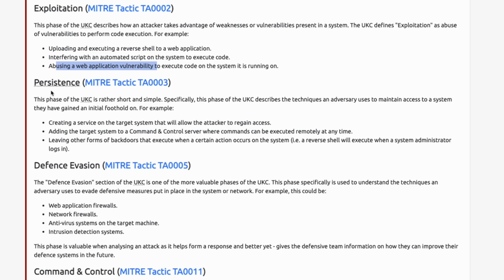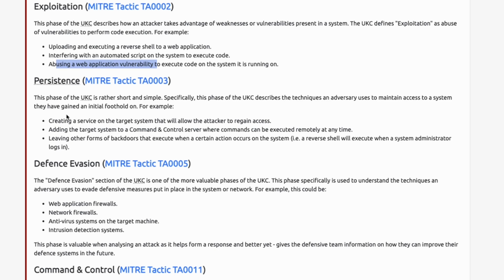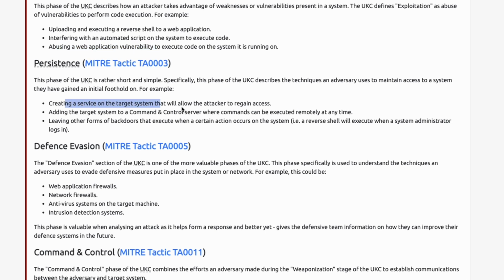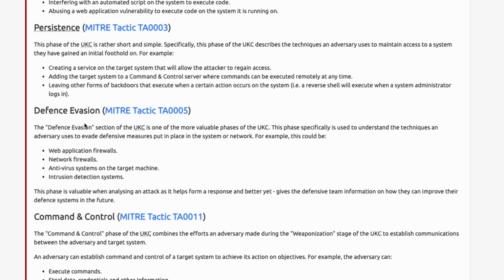And then once you're in there, you've got persistence, which is basically you stay in the system. That's what persistence means. You can create a service on the target system that allows you to just log back in. You can access the target system through a command and control server where commands can be executed remotely. So you put a Raspberry Pi into the building, inside the light switch section. You just unscrew the light switch, plug it into the power right behind it, and now you have a tiny little computer connected to the local network that you can log into at any point.